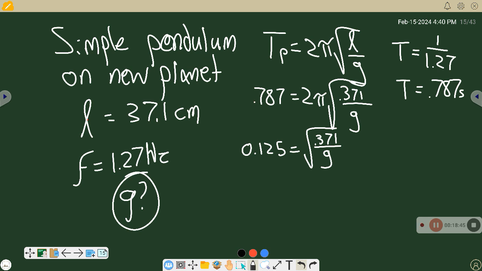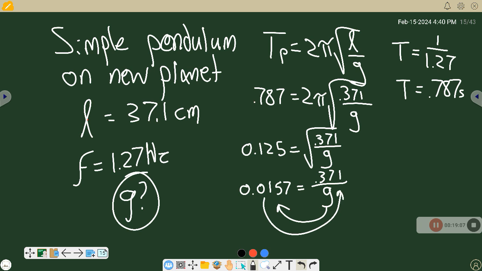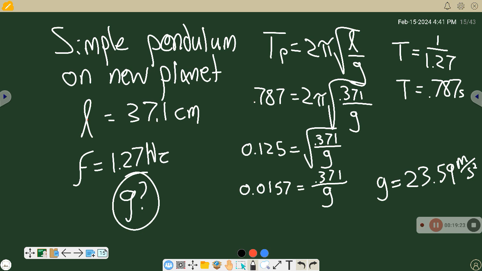I will then square both sides in order to solve this. So I'll take 0.125, square that. I got 0.0157 equals 0.371 over G. I'm going to multiply G over there. I'm going to divide this side by that. And I'm going to end up with the fact that G equals, let's see, G I solved here to be 23.59 meters per second squared. So that is the acceleration due to gravity on this new planet.